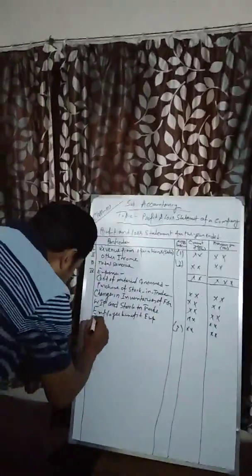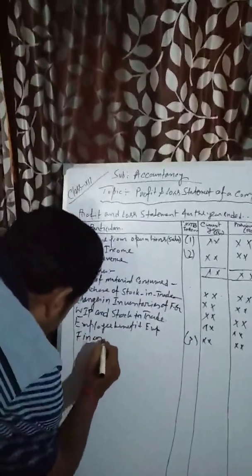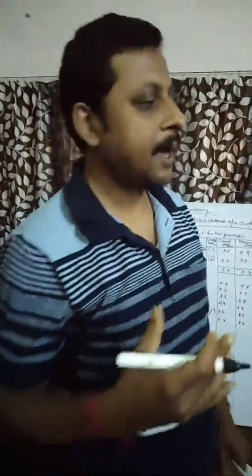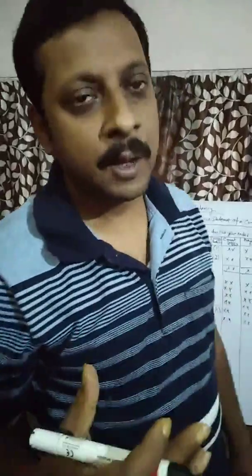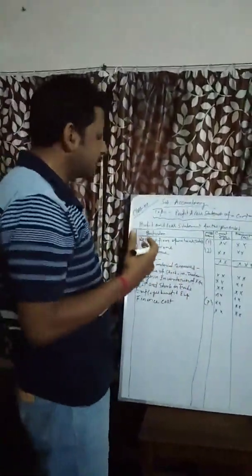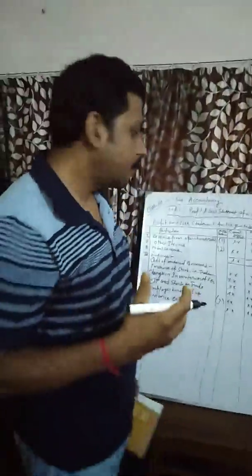Now finance cost. Finance cost means the amount paid on loans. Sometimes a company takes lots of loans as capital, and for the loan taken they have to pay interest. Interest is an expense, and in a company they treat it as a cost. This interest amount comes here as finance cost.